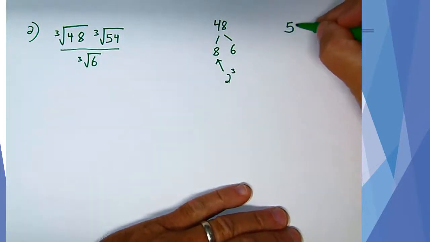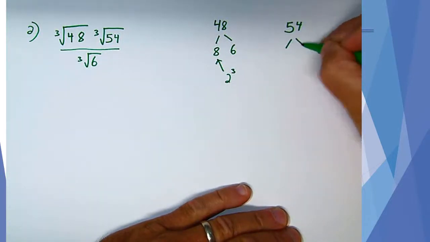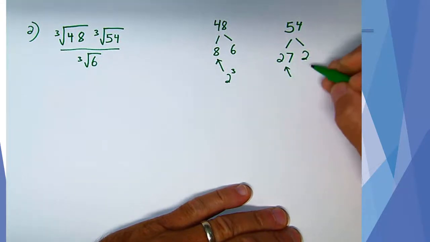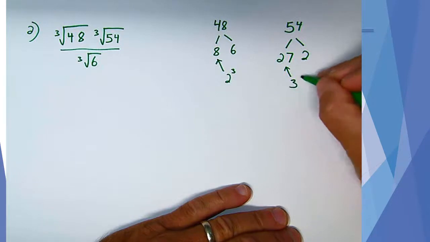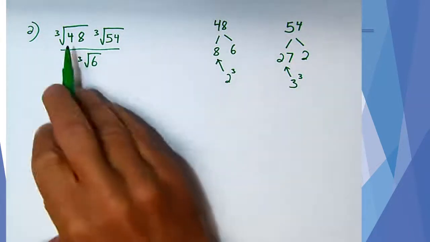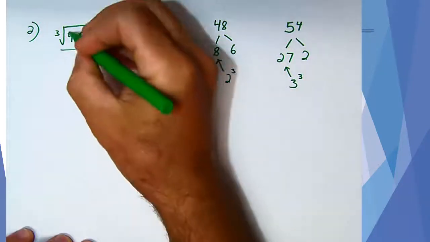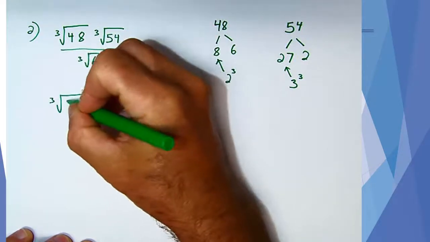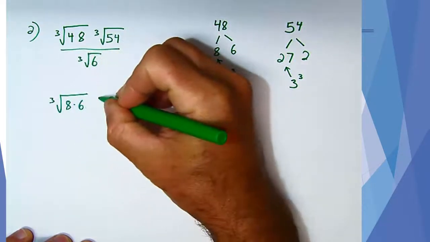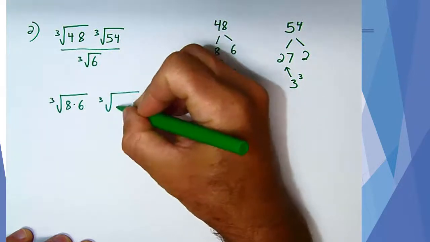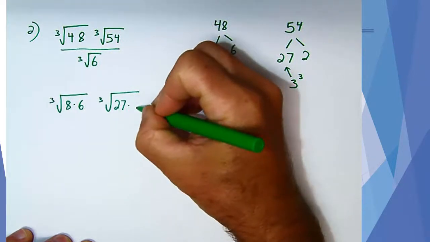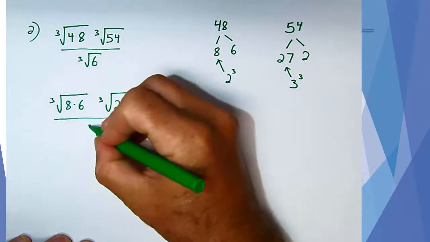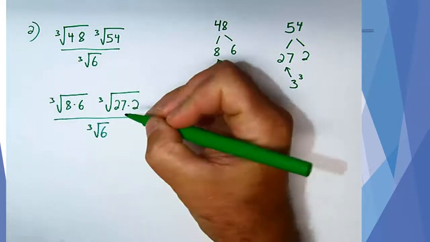Also notice that 54 can be broken up into 27 and 2. And 27, kind of like 8, that's a perfect cube. That's 3 to the third. So if we break up these roots, we can simplify them. So let's rewrite the cube root of 48 as the cube root of 8 times 6. And let's write the cube root of 54 as the cube root of 27 times 2. Those are both still over the cube root of 6 for now.